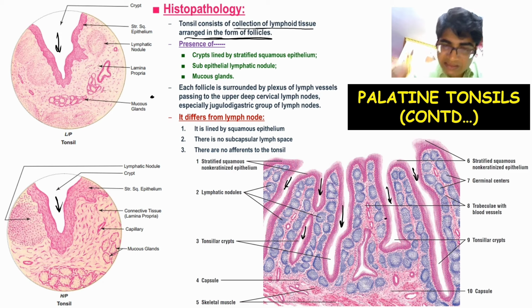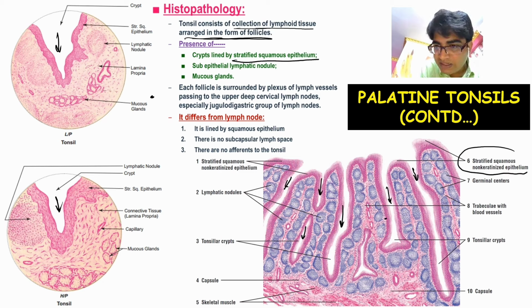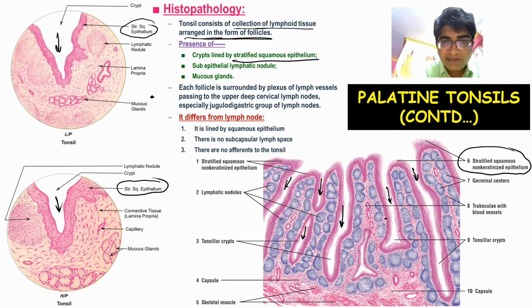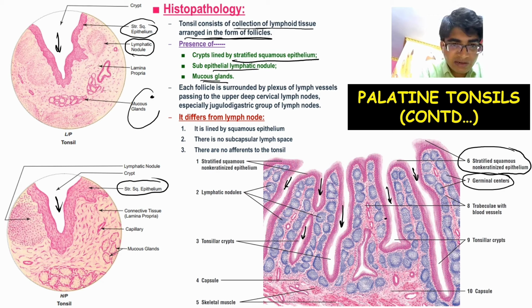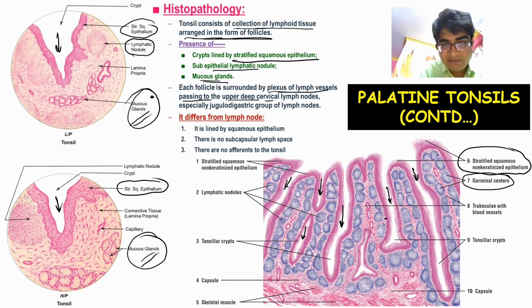Then these crypts are actually lined by stratified squamous non-keratinized epithelium, with some sub-epithelial lymphatic nodules seen with their germinal centers, and the mucus glands are also seen. Correct? Now each follicle is surrounded by a plexus of lymph vessels passing to the upper deep cervical lymph nodes, especially the jugulodigastric group of lymph nodes.